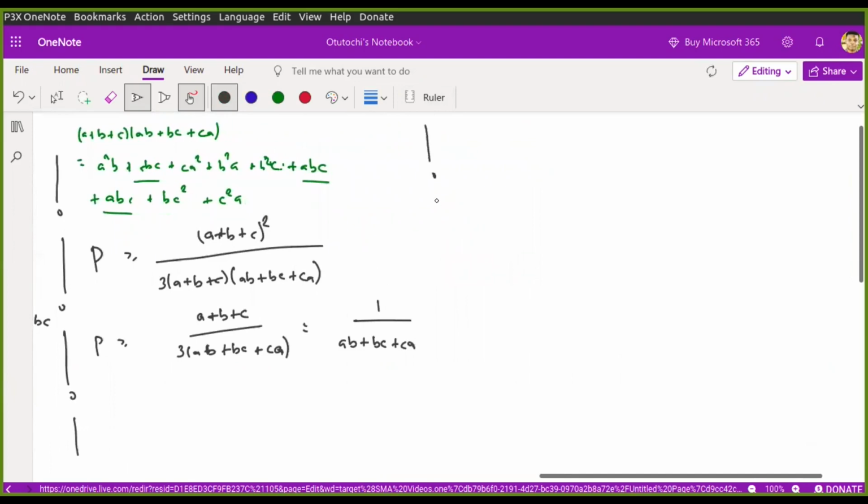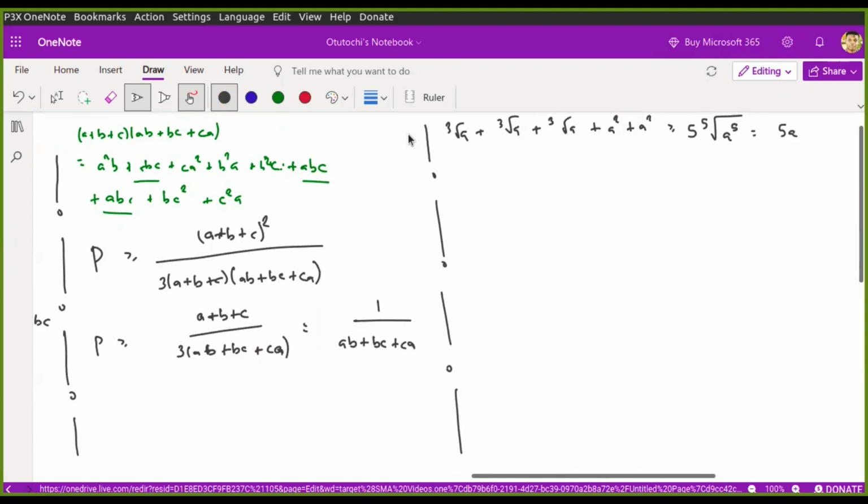Another nice initiative we get is using the fact that cube root of A plus cube root of A plus cube root of A plus A squared plus A squared, by AM-GM, is greater than or equal to 5 times the fifth root of this. Cube root of A times cube root of A times cube root of A is A, then times A squared is A raised to 5, and the fifth root of this is equal to A, so 5A, right? So technically this implies that 3 cube roots of A plus 2A squared is greater than or equal to 5A.